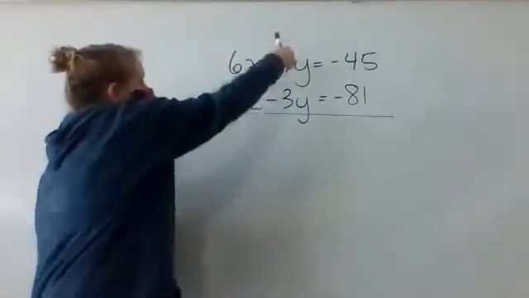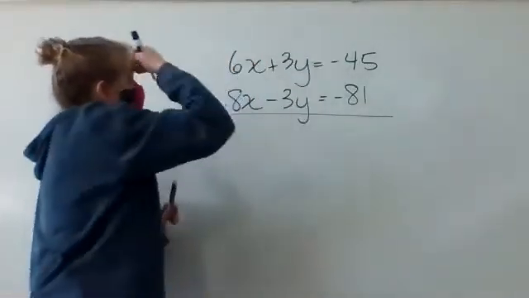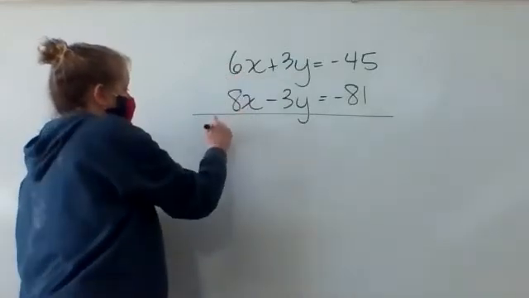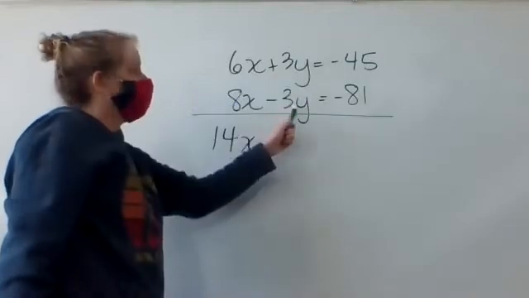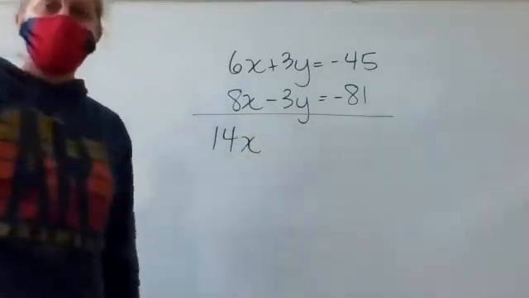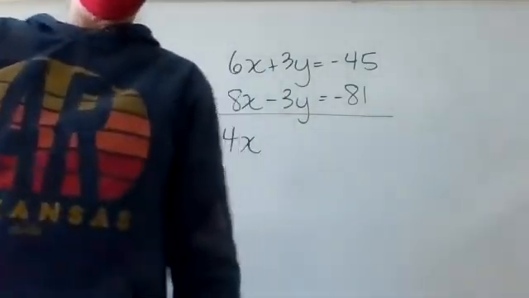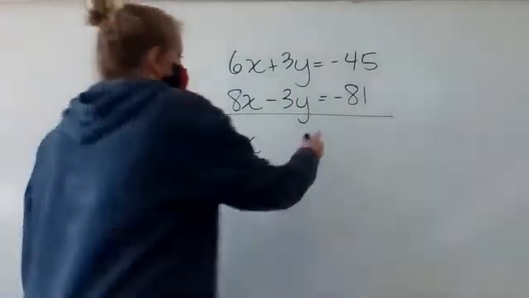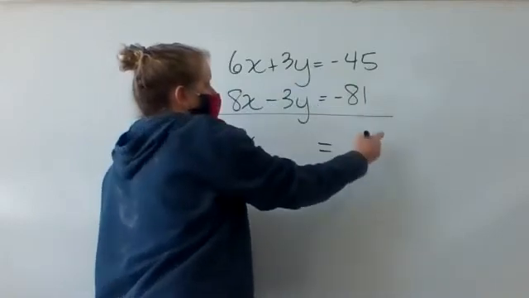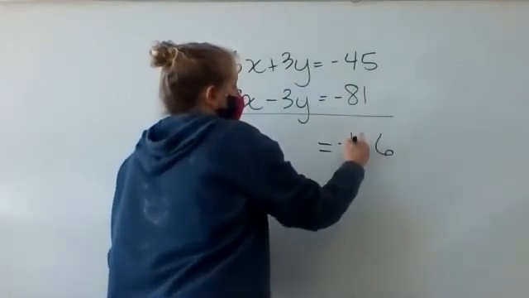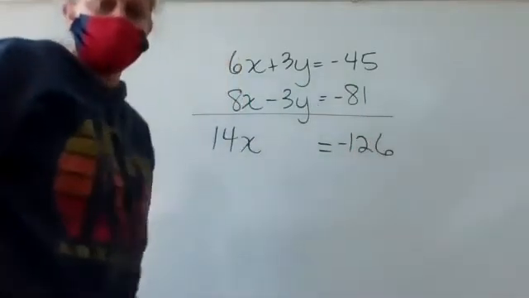Again, just adding these 2 equations straight down. I have 6x plus 8x, which gives me 14x. The y's cancel each other out, because you have a positive 3y and a negative 3y, so if I add those together, they just eliminate. Negative 45 minus 81 gives me negative 126.